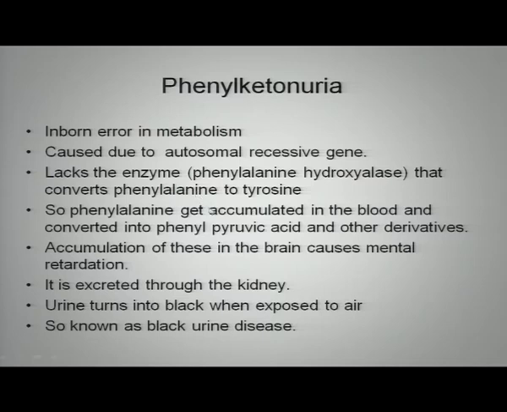So, what will happen is phenylalanine is accumulated in the bloodstream of such individuals and converted into so many derivatives, phenylpyruvic acid, as well as so many other derivatives. An accumulation of all these compounds in the brain leads to mental retardation. Moreover, it will reach the kidney through the bloodstream and it is given out through urine. When the urine is exposed to air, it turns black in color. So, this particular disease, phenylketonuria, is known as black urine disease.